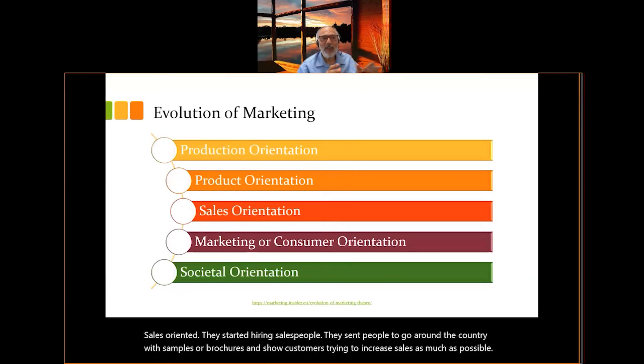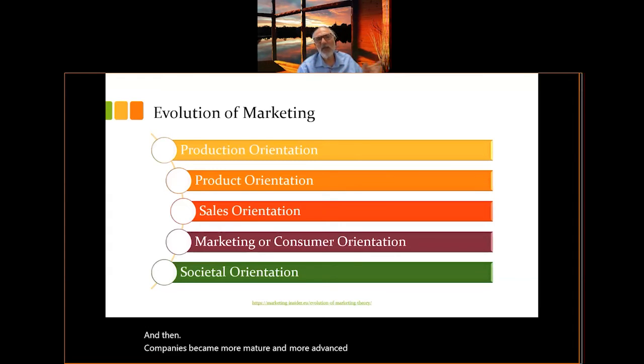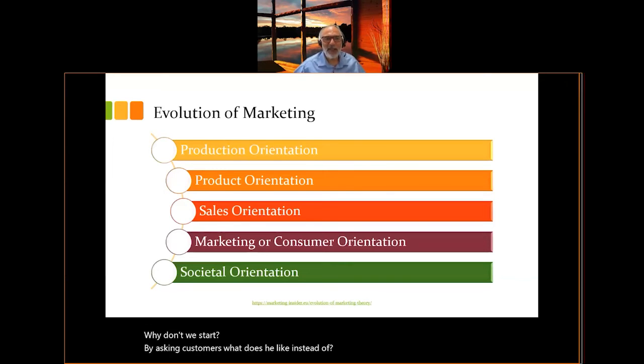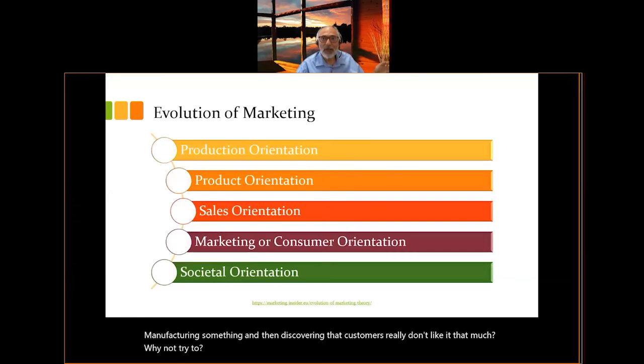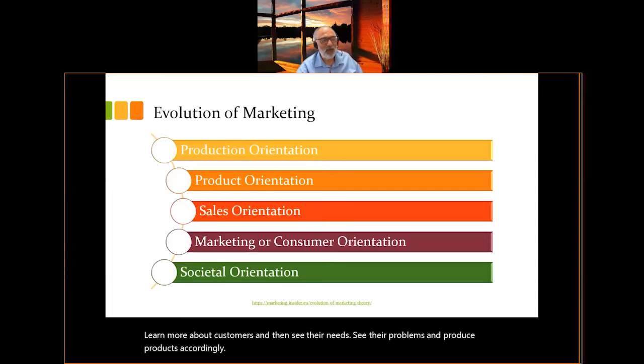So that was the stage of sales orientation. And then companies became more mature and more advanced and started to say, okay, instead of trying to sell whatever we have in the inventory and find that many customers don't like it, why don't we start by asking customers what they like? And instead of manufacturing something and then discovering that customers really don't like it that much, why not try to learn more about customers and then see their needs, see their problems, and produce products accordingly. So that is the marketing or consumer orientation.